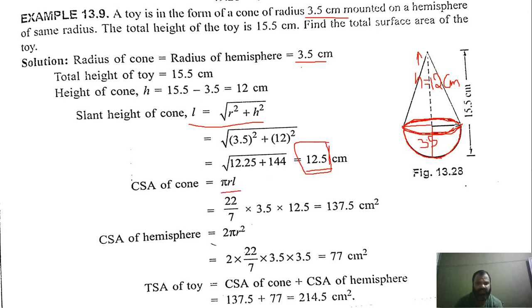CSA of cone is pi r L. Put the values of r and also L. CSA of hemisphere is 2 pi r square. Put the value of r, and for the total surface area, add the CSA of cone and the CSA of hemisphere. Okay, it is clear.